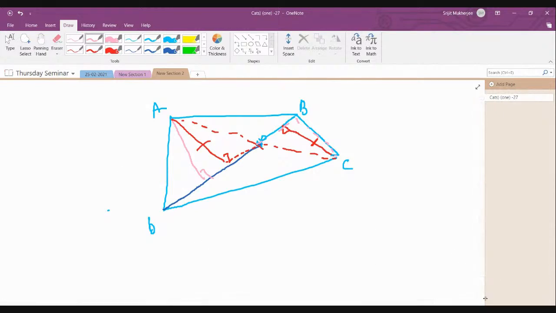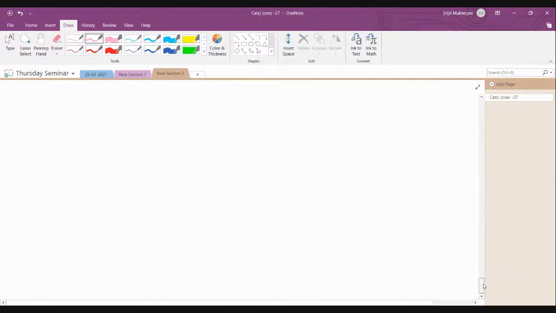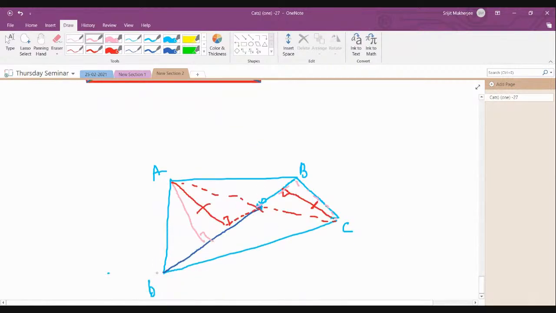The question I'm confused about is, if we can prove that BD is a straight line, we are done. Suppose we prove BPD is a straight line. If BPD is a straight line, APC must also be a straight line.